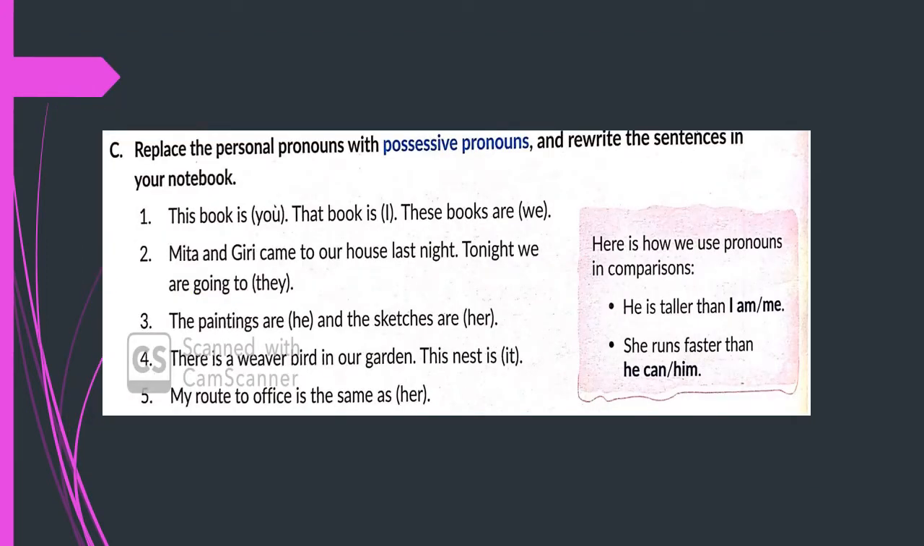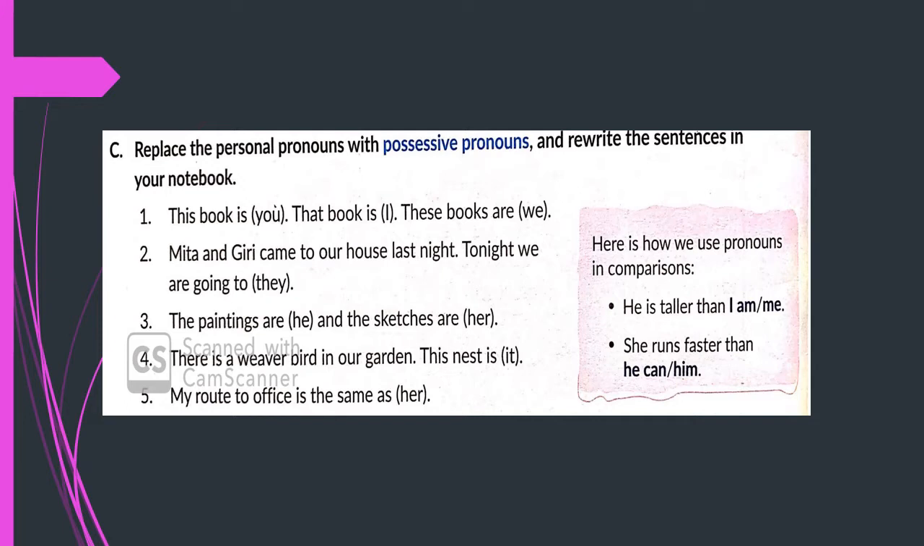Coming to exercise C of the lesson, replace the personal pronouns with possessive pronouns and rewrite the sentences in your notebook. So this you are going to do in your English copy. How are we going to do it? Let's see. This book is, in the bracket, a personal pronoun is given, that is you. So what is the possessive pronoun of you? This book is yours.